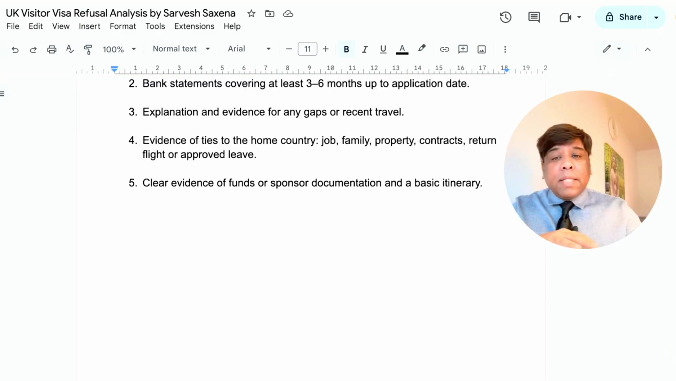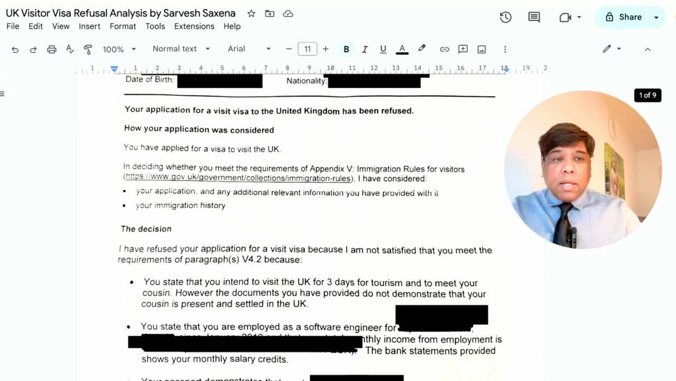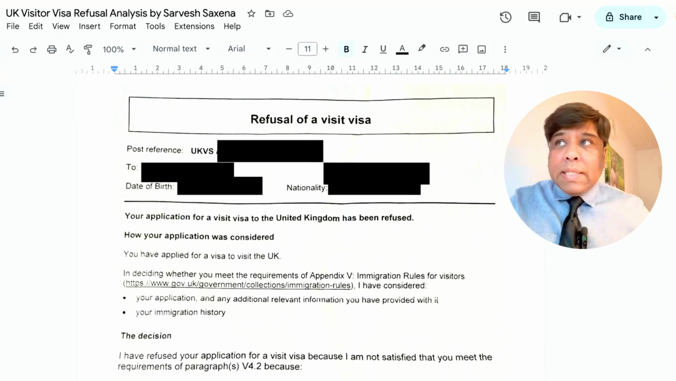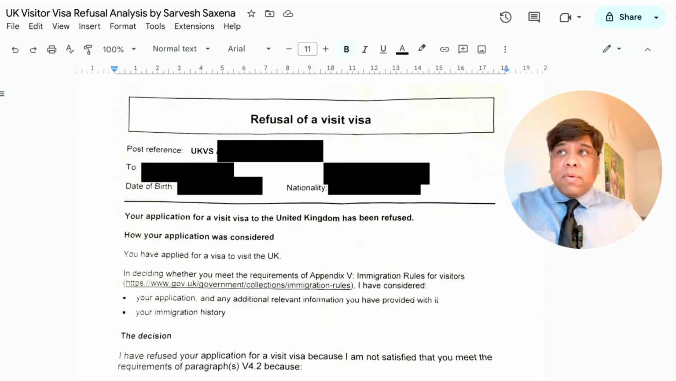Now, this is based on this refusal letter. I want to caution you, and there is a disclaimer also, that each case is different. What I am discussing in this visa case might not be relevant in another case. For example, here there is proof that he was going to see a family member.